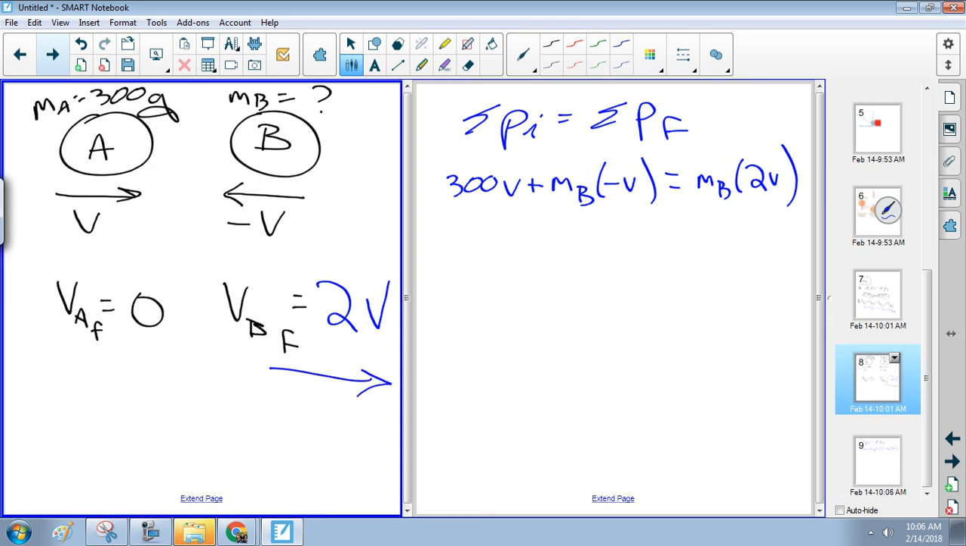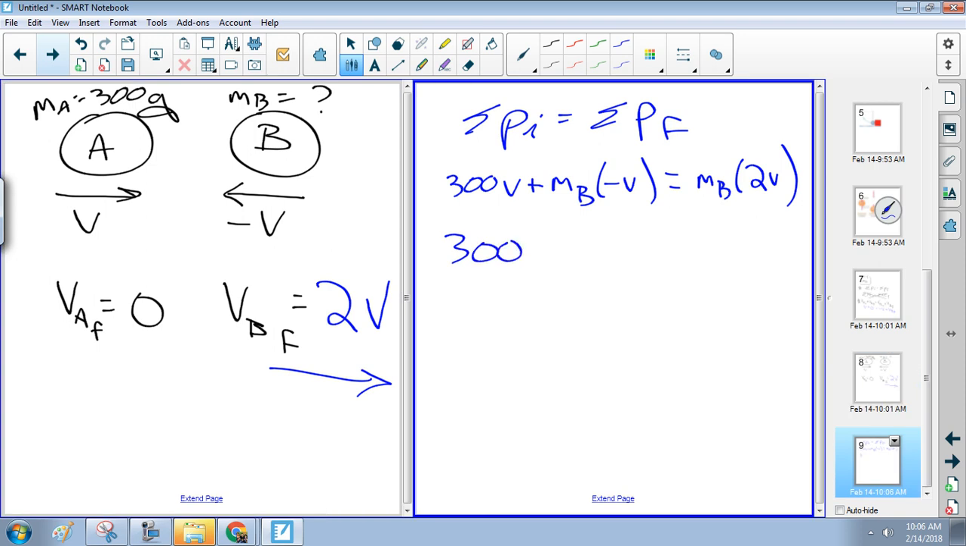Let's see. So if I add this, I get 300v equals the mass of B times 3v, right? The v's cancel out. So 300 equals 3 times the mass of B. It looks to me like the mass of B is 100 grams.